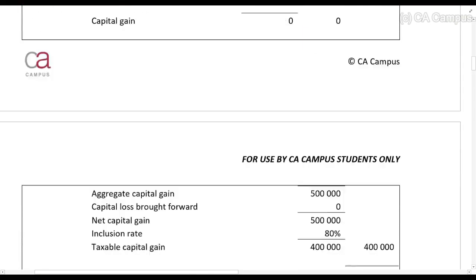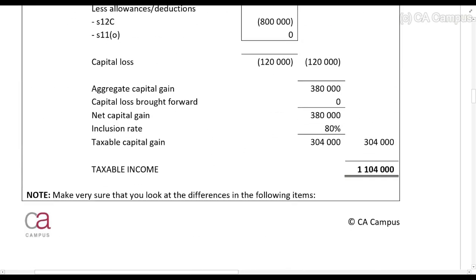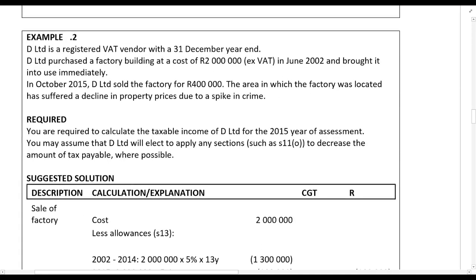So guys, I want you to see here, look at the effect on taxable income. Situation A, 1,080,000. Situation B, 1,104,000. So you're paying more on taxable income in situation B. Alright, so now that we understand how that works, now just a couple of small rules.